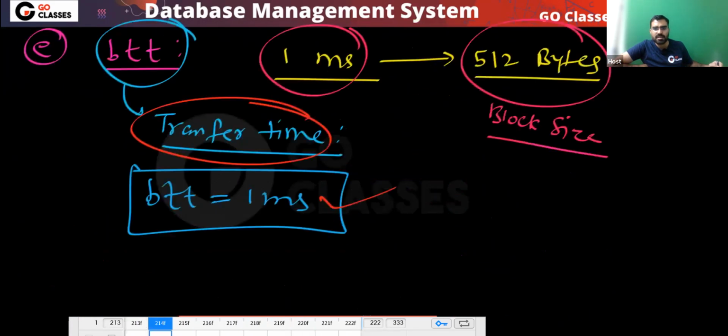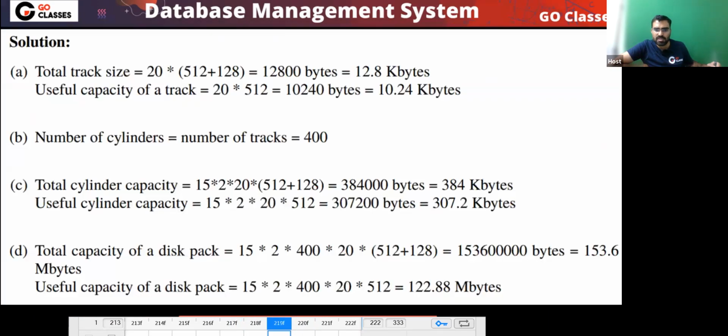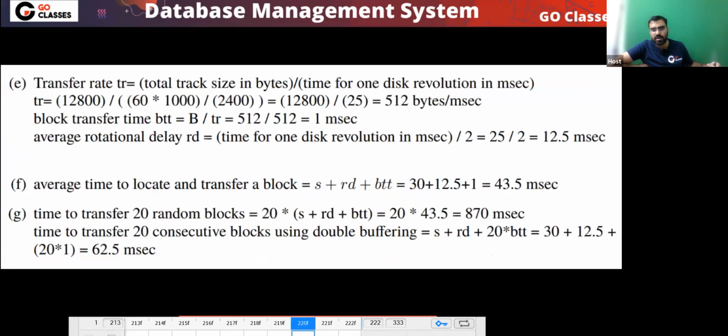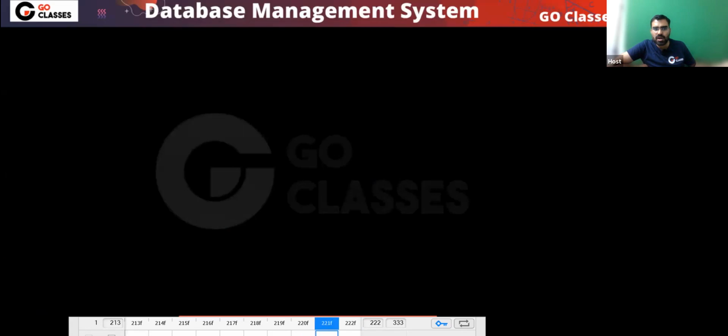But this question is very nice because in this question, information is given. You don't need to understand double buffering to solve this question, because in the question they are saying what double buffering means. Double buffering means you can save the seek time and the rotational delay. Of course, one-time seek and one-time rotational delay must be there.